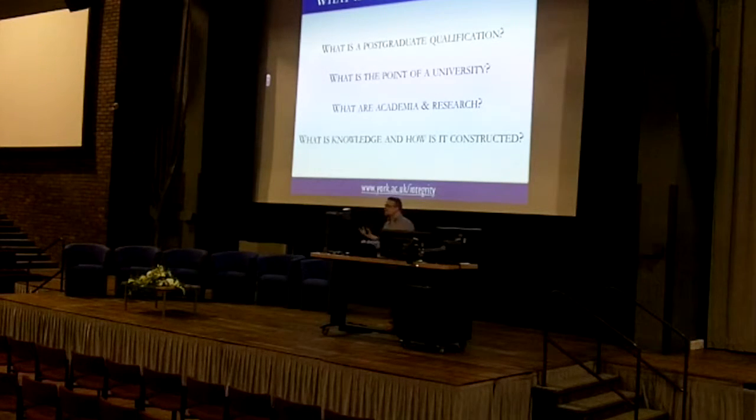Also ask yourself, what is the point of a university, okay? This leads you on to some deeper questions as well: what is academia, what is research, and finally, what is knowledge and how is it constructed? Once you understand this, and you understand the academic community and how referencing plays a role in it, you can really get a proper idea about academic integrity. And it answers a lot of the questions that you might have.